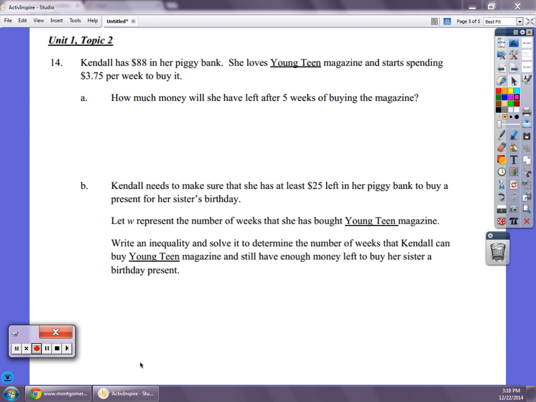Kendall has $88 in her piggy bank. She loves Young Teen magazine and starts spending $3.75 per week to buy it. How much money will she have left after 5 weeks of buying the magazine?